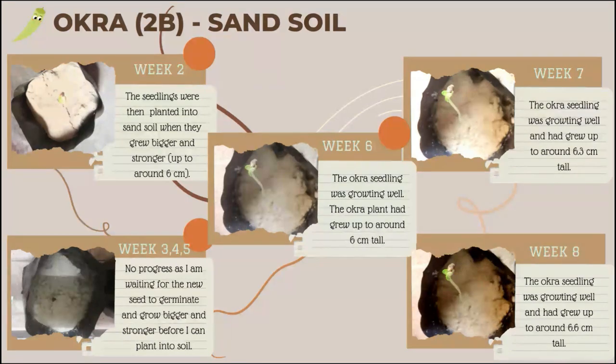During week 3, I had taken the leftover seeds from one of our group members, Jachi, and start to germinate the seed all over again during week 4 and week 5. I had planted the seedlings into sand soil again during the early of week 6, and the okra seedlings were growing well and grew up to around 6 cm tall. The okra seedlings grew up to around 6.3 cm tall during week 7, and in week 8, the okra seedlings had grown up to around 6.6 cm tall.